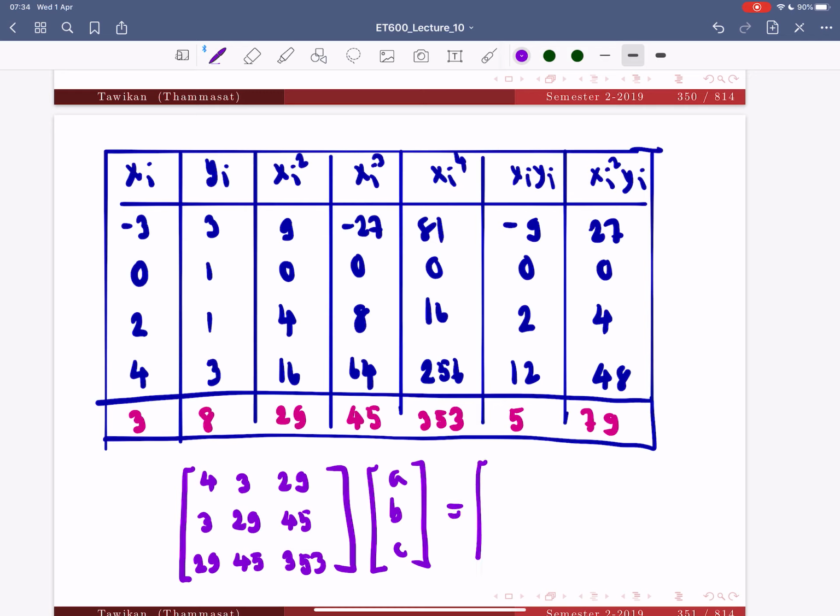The vector A, B, and C are the coefficients of the second degree polynomial we are finding. And the right hand side has summation of YI, which is 8, summation of SI times YI, which is 5, and summation of SI squared times YI, which is 79. You need to solve this system.